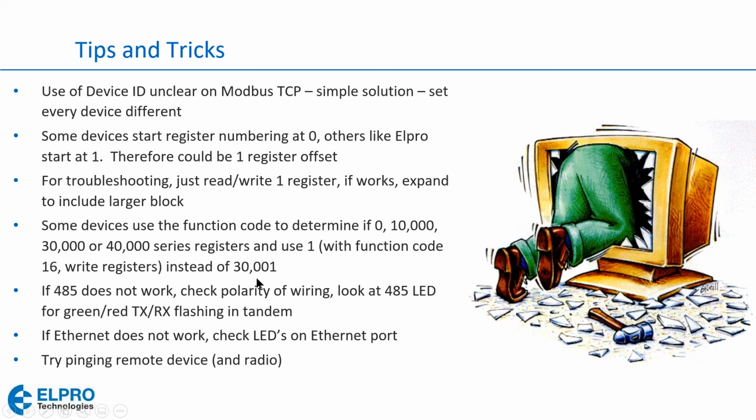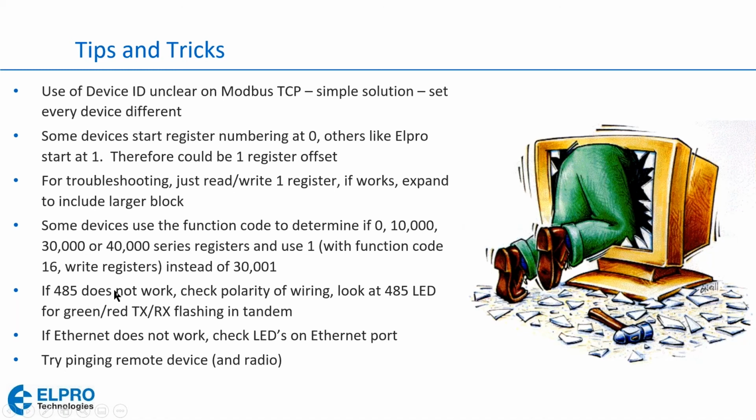It's the external devices that sometimes, if you're using an external device to write to the radio, in other words, the radio acting as a server or a slave, sometimes a little experimentation on the external device can figure out whether it should be 1 or 30,001, for example.